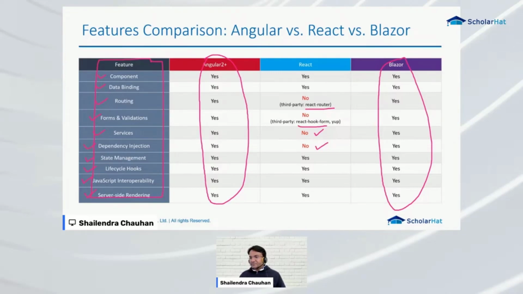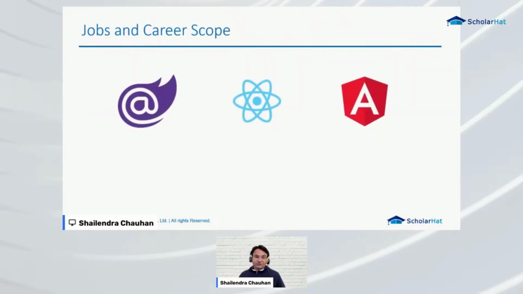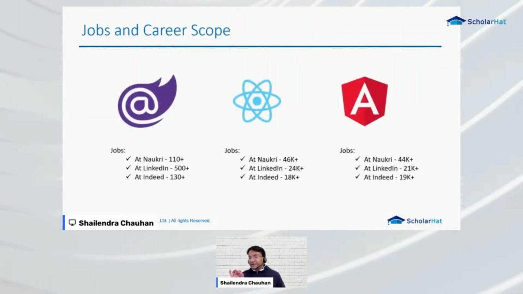Make sense to everyone? The jobs and the career scope. Of course, Blazor is a new technology, so the number of jobs right now is less. But if you look at the upcoming years, I'm sure in 2023 many jobs will be created in Blazor. I'm sharing only the active numbers, whatever I got at Naukri, LinkedIn, and Indeed. So these are the active numbers in terms of Blazor.